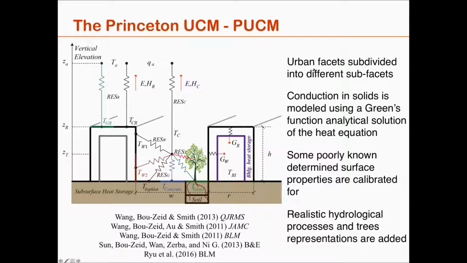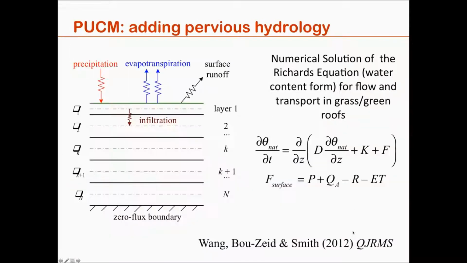And so I talked about this. We improved the way conduction in solids is simulated. We've also done quite a bit of measurements and model calibration to estimate the properties of these urban materials to the best extent possible using sensor networks. And we've implemented realistic hydrological processes and trees.